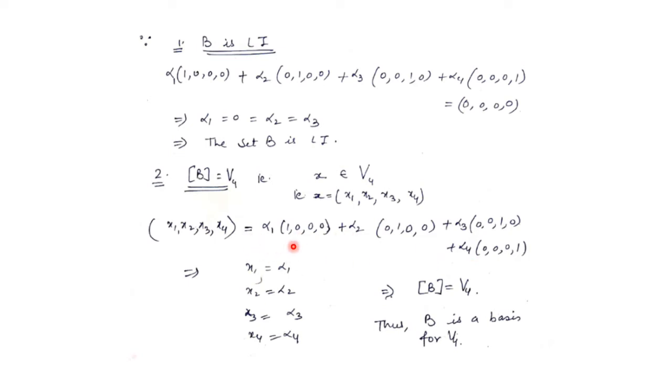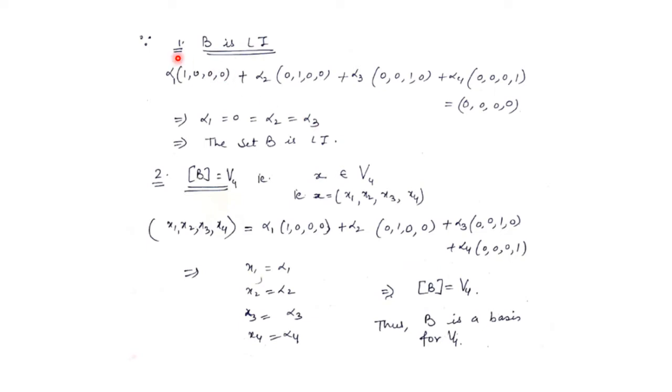So now just comparing the coordinate-wise coefficients, we get alpha 1 is x1, alpha 2 is x2, alpha 3 is x3, alpha 4 is x4, right? So it means x1, x2, x3, x4 can be written as a linear combination of the elements of B. It means this element belongs to the span of B, right? So V4 is contained in the span of B, but we know the span of B is always a subset of V4. Therefore from these two points we get both are the same.